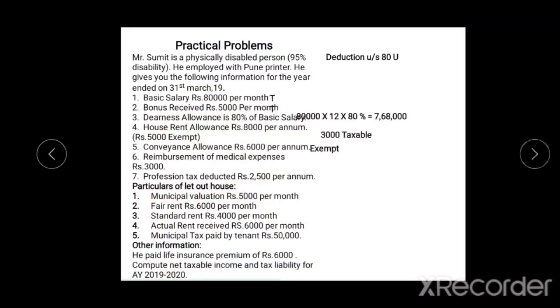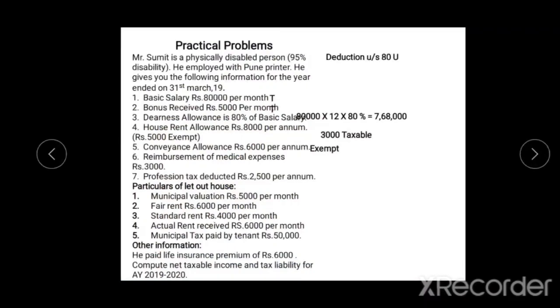So in the transportation allowance, two cases will arise. First case is a normal person: fully taxable transportation allowance. But if the person is physically disabled, he is eligible for 3,200 per month. Understood? Now here you can see the amount is 6,000 per annum. It means that the full amount will be exempt. Understood what I said? The full amount will be exempt.